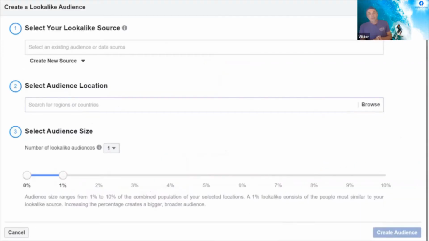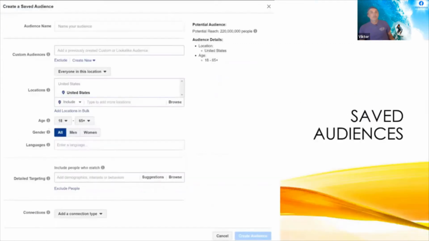Let's say you uploaded 100 subscribers from your email list. You can go to Facebook and say, hey, I want 200,000 people that look exactly like these 100 people. And it will do its best to find those people. That's what's called a lookalike audience. Then you can create something called a saved audience, where you apply interests and suggestions.